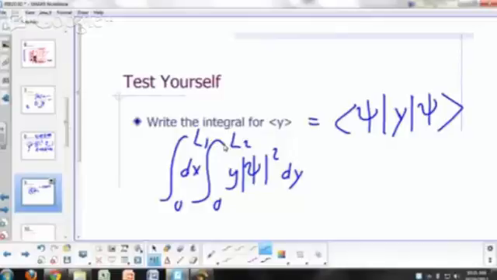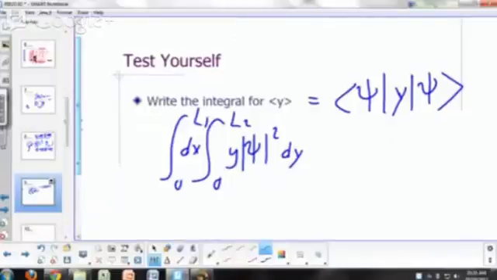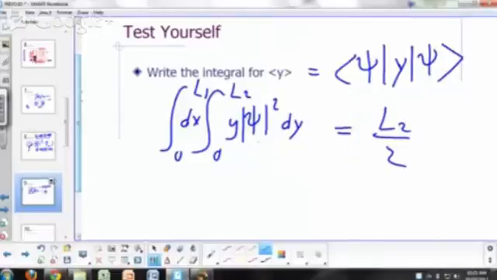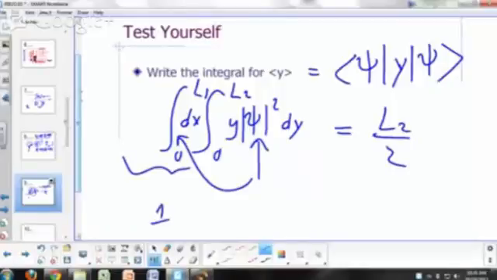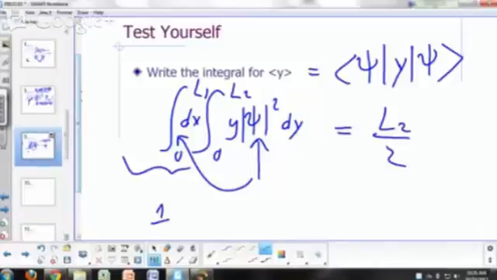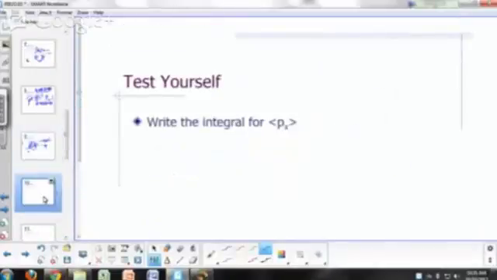Okay. What do you think that number is going to be based on the symmetry of the function? That's the average location of the particle along the y-axis. It's going to be L2 over 2. In fact, the x factor is just going to factor out over here, and this part will just come out to be 1. So you'll basically get the same integral you did when you did the one-dimensional problem. Same value.